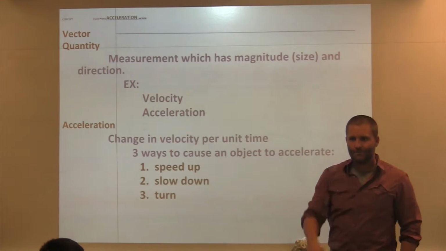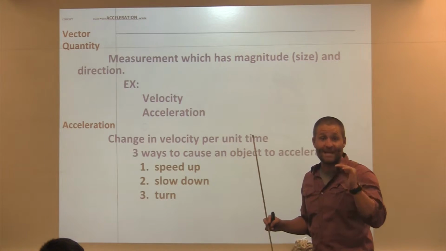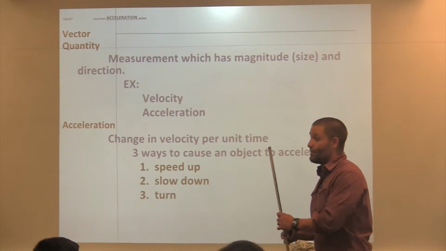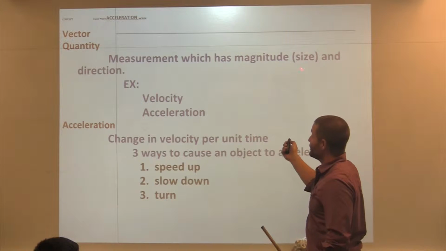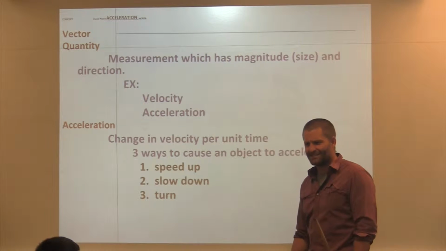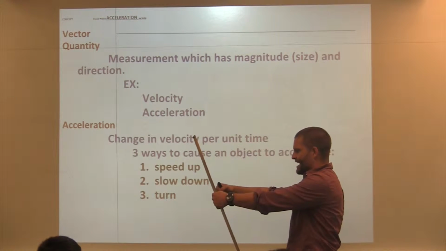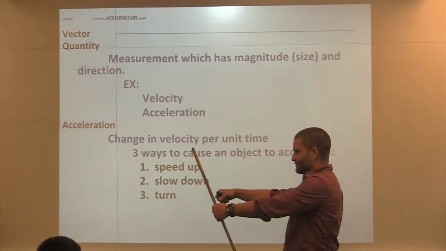Turning. When I'm turning, I'm not necessarily changing my speed, even if you keep a constant speed. But when I'm turning, I'm changing my direction. Does that make sense? So I'm going like this at 75 miles an hour.